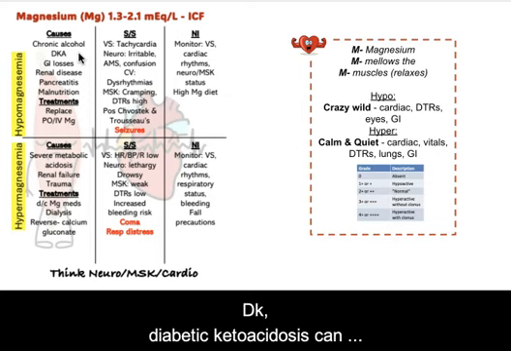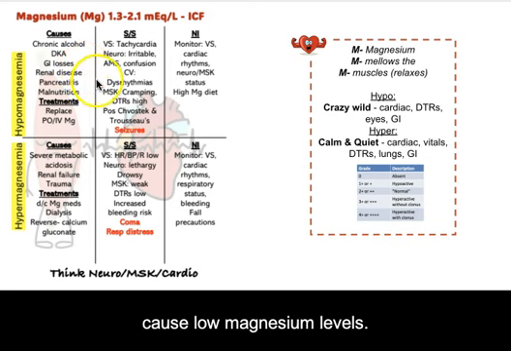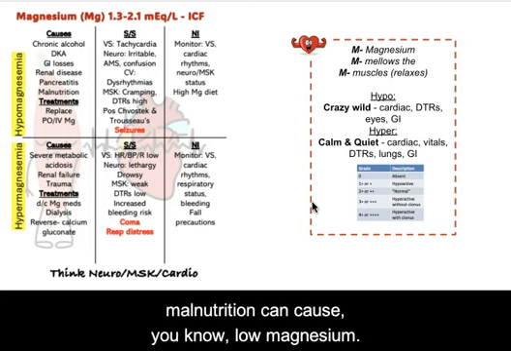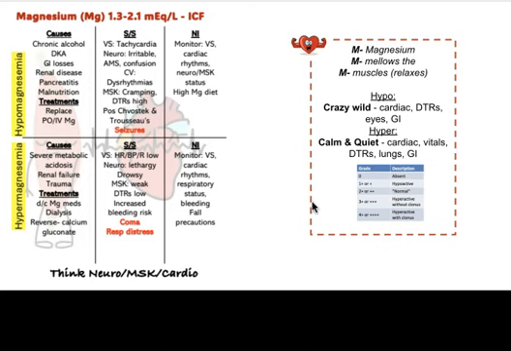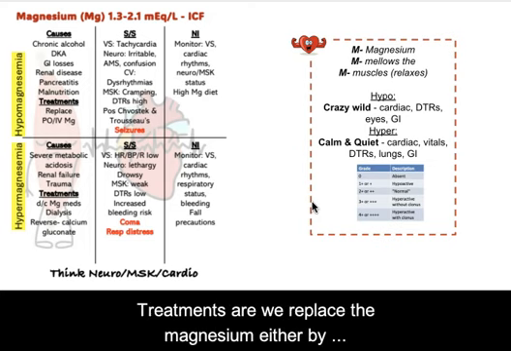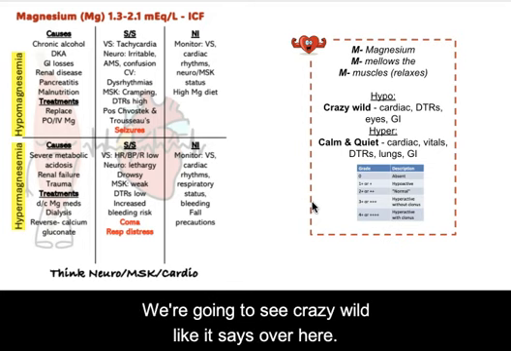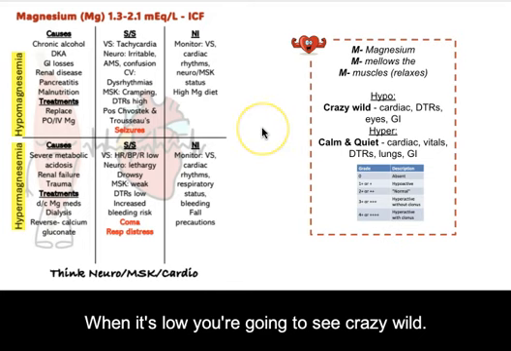DKA, diabetic ketoacidosis, can cause low magnesium levels. GI losses can cause that as well. Renal disease, pancreatitis, and malnutrition can cause low magnesium. Treatments are we replace the magnesium, either by mouth or through IV. Signs and symptoms, what are we going to see? We're going to see crazy wild, like it says over here. When it's low, you're going to see crazy wild.